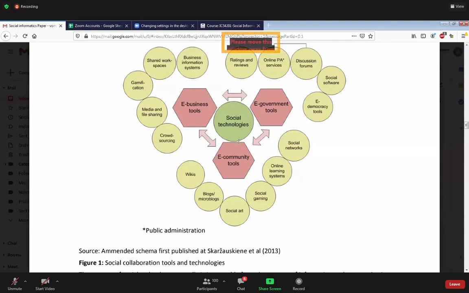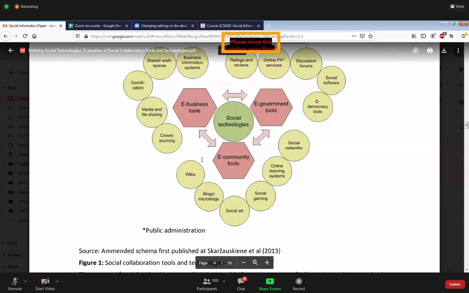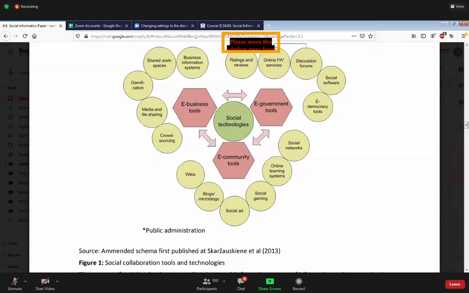When you go a little bit outside, you start seeing the same kind of tools that we saw: e-business tools, e-government tools, e-community tools. I've talked about community. Once you get these things, we'll be talking about very interesting things actually here.